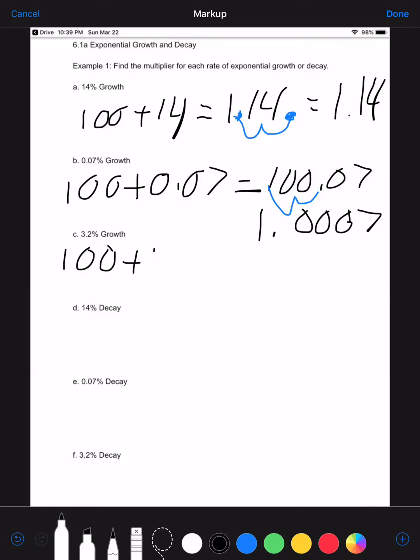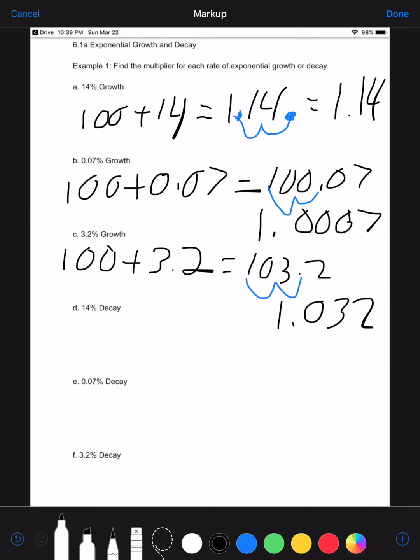Next one. Again, we're still in growth, so we're going to add. So 100 plus 3.2, we would get 103.2 to start with. Then we're going to move our decimal. So we get 1.032. So that's how you do growth. You take 100, you add whatever your rate of growth is.